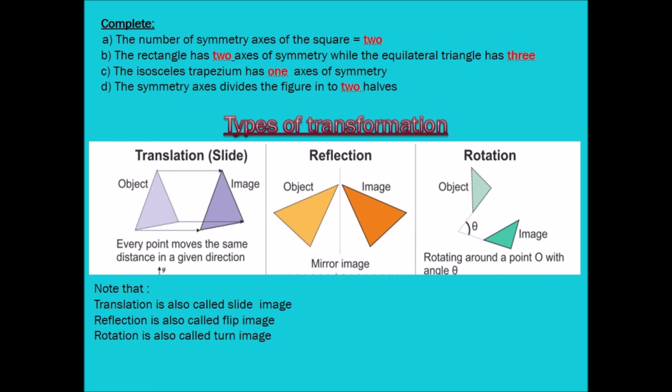The last type of transformation is rotation. What does it mean? It means that I have the figure and I rotate it in another direction, whether to the right or to the left, but it's a rotation of the figure. Okay? We have to note that translation is also called a slide image, reflection is also called a flip image, and rotation is called a turn image.